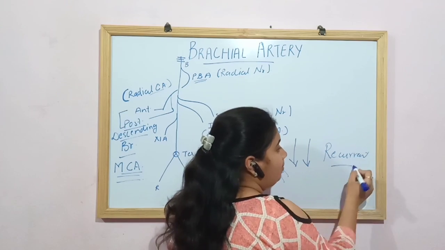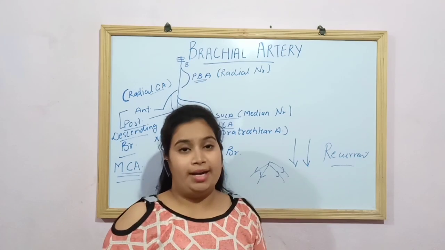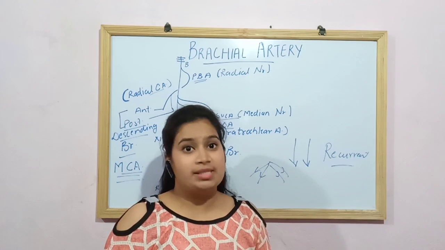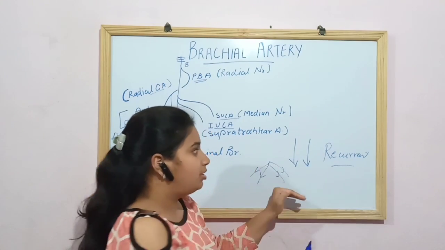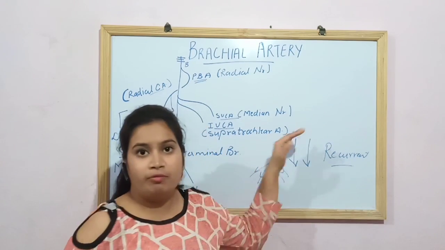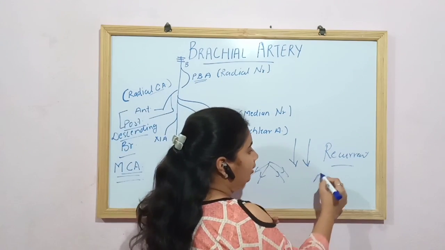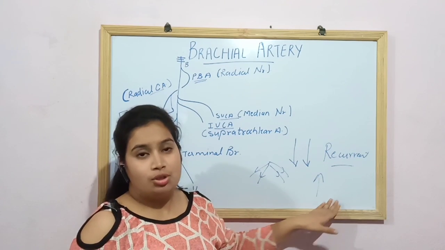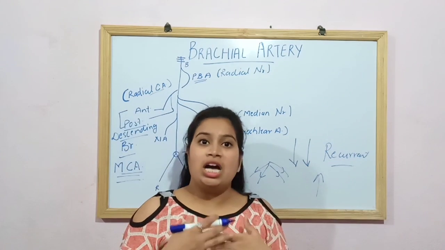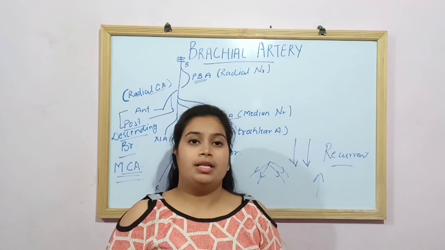You need to understand this important part because I am going to explain the anastomosis of the recurrent and collateral arteries at the elbow joint. Collateral means the blood is flowing from up to down, and when the blood is flowing the opposite way, it is called the recurrent artery. Now we are going to understand the anastomosis of the ulnar and collateral recurrent arteries.